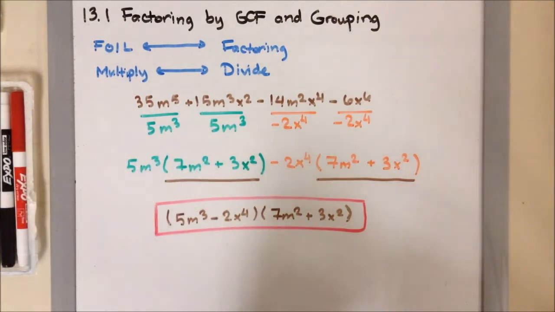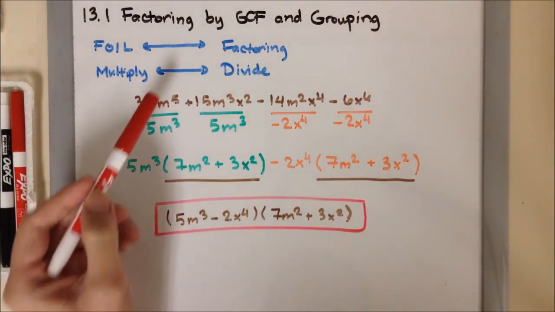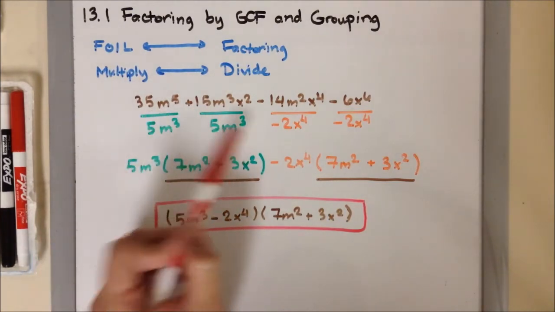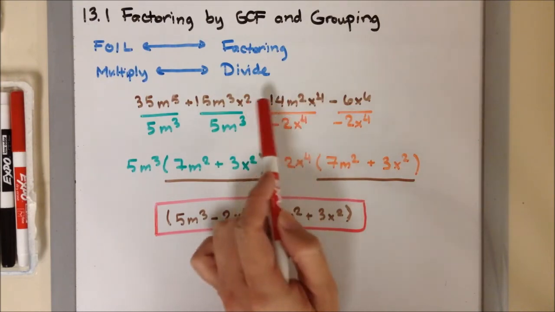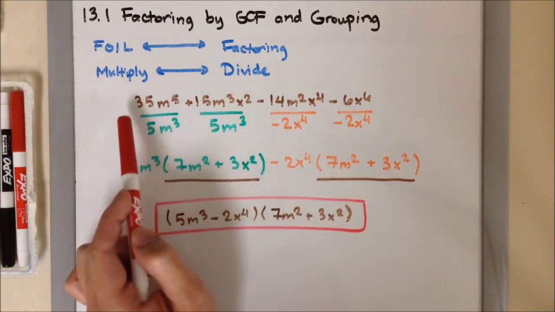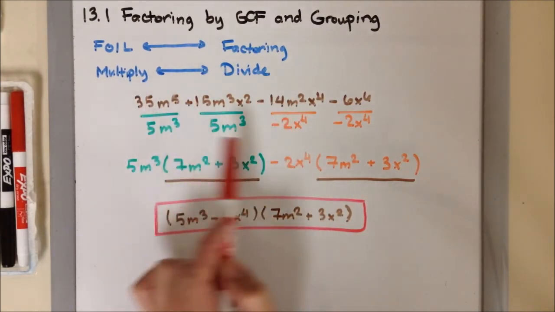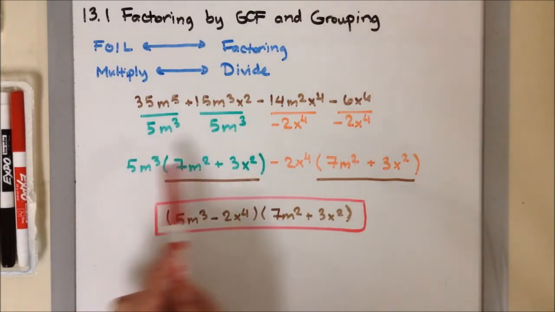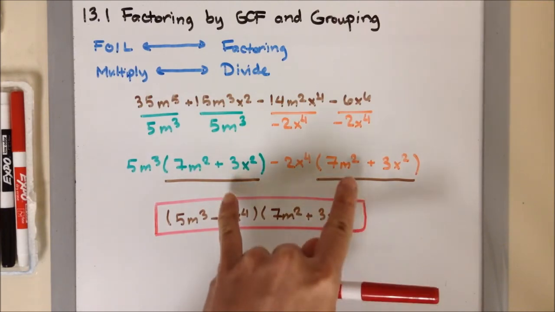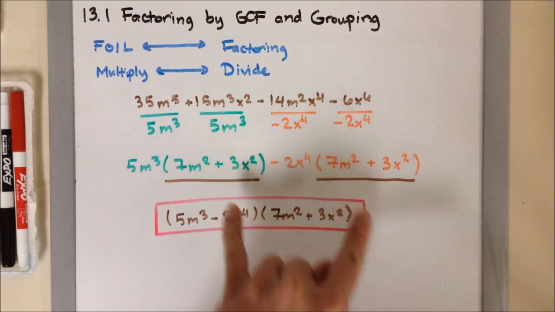Now to review, make sure that when you're dividing by the same variable, you use the lowest exponent, and if the first term on the right side or on the left side starts off with a negative, then your GCF is best to be divided by a negative. If not, then these two that I underlined here may not be exactly the same.